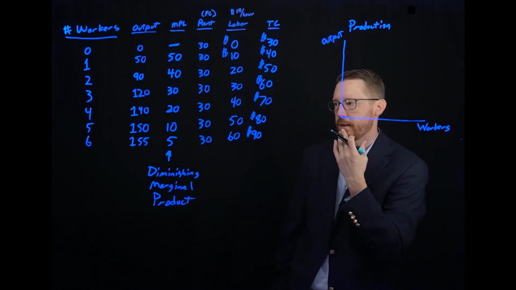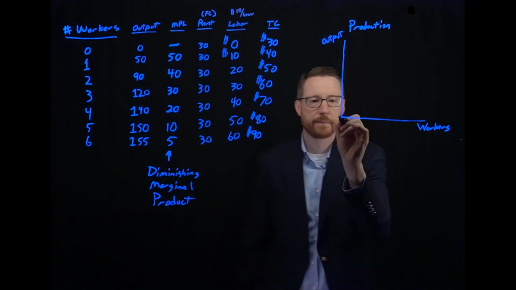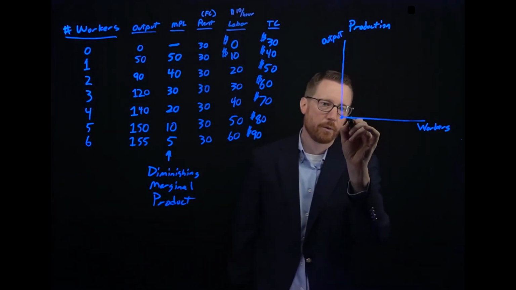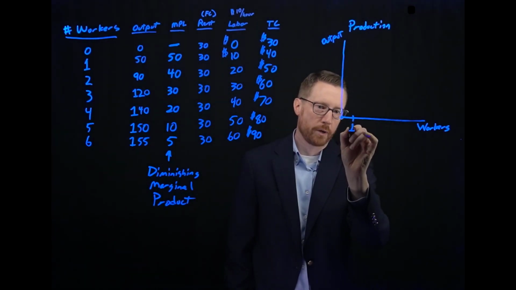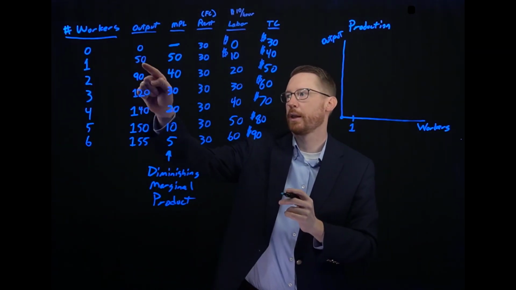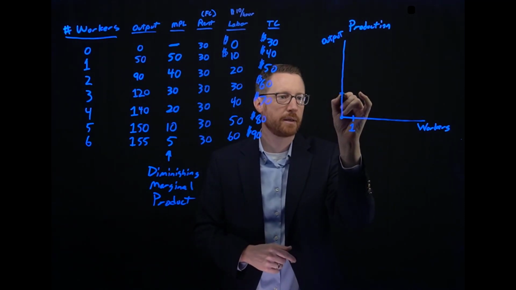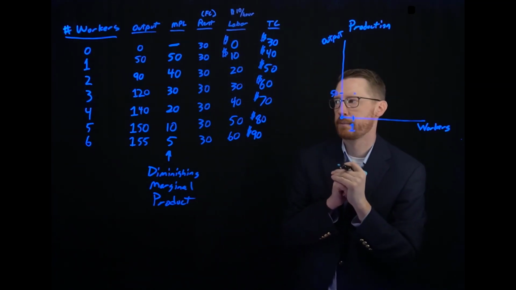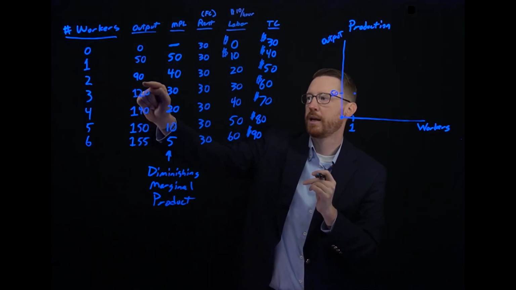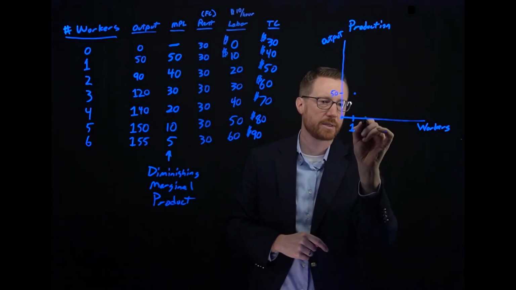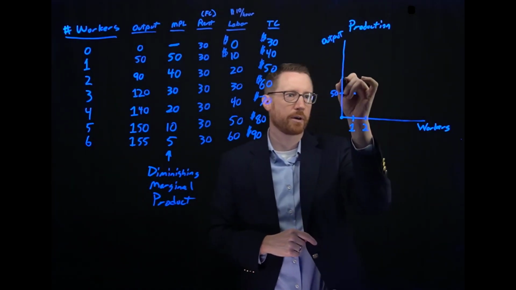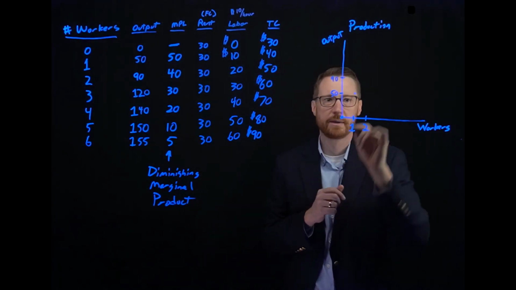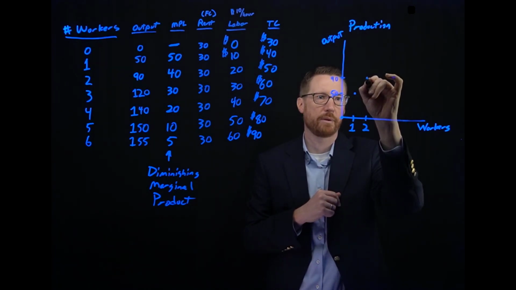So let's just plot in the data from our table. So if we start out at 0 workers, we get 0 output. What about if there's 1 worker? So 1 worker led the output of 50 units. So that first worker increased output the 50 units. Then they hire a second worker, and output increases to 90 units. So we've got a second worker, and output not quite doubles, right, up to 90 units. So we can plot in our point for that.